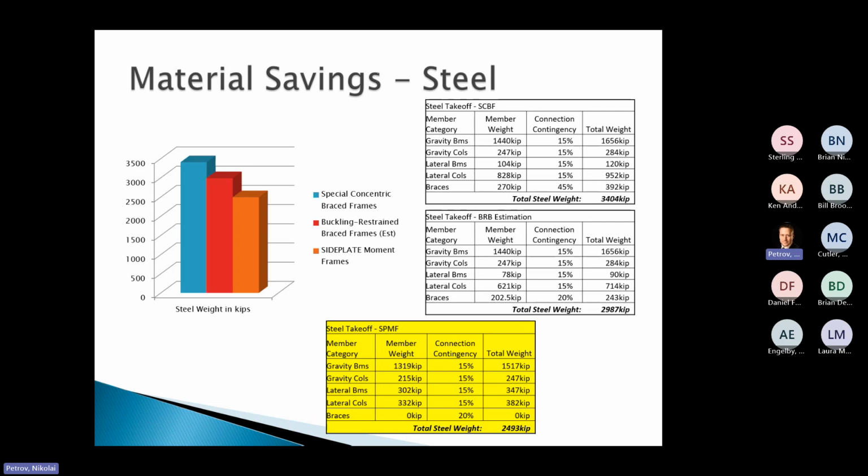We've seen that. So material savings, I'm just going to run through this. And again, this is hypothetical, but we did have SidePlate play ball with us and help us generate these numbers. So we've got special concentric brace frames, buckling restrained brace frames, and SidePlate. Total steel weight of the building, 3,400 kips. We feel that if we had BRBs, we would have been able to reduce that to just under 3,000 kips, save a little over 400 kips of steel. But with SidePlate moment frames, we would have been able to get that down under 2,500 kips.